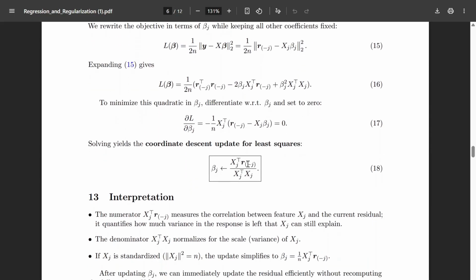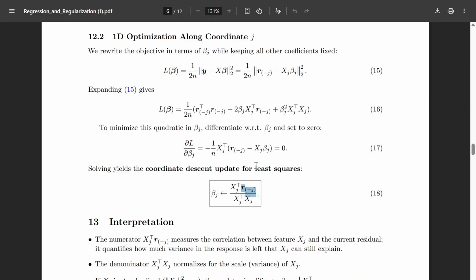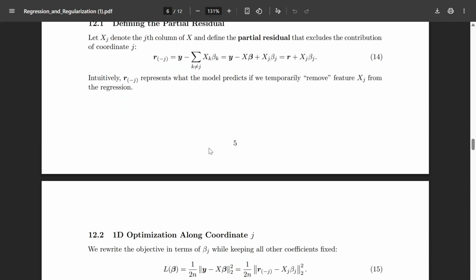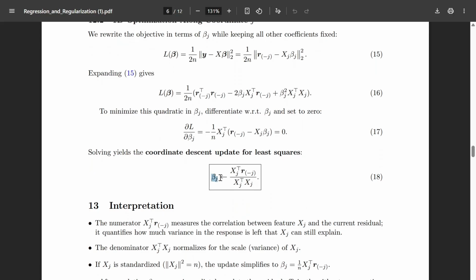Right. No, this is indeed the closed form solution. I was not incorrect. R minus j is not dependent on beta j. R minus j is dependent on all other betas which are not j. So those are constants. So at the end of the day, you are just getting beta j from a bunch of constants and the input at the jth element. So that is x j transpose.